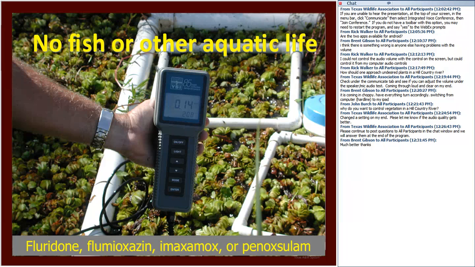Now, if you find this species on your pond, you're typically looking at fluridone, penoxsulam, flumioxazine, or imazamox.